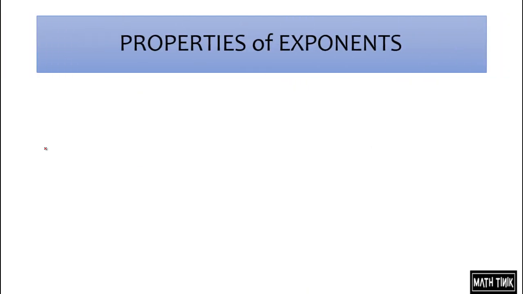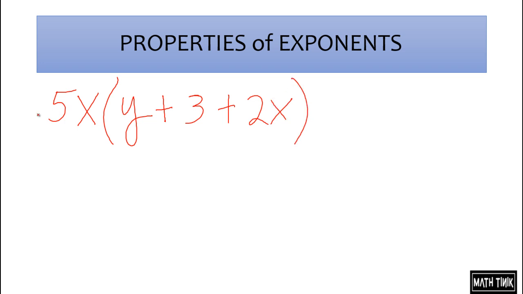Okay, we have here another example. What if I have my term here, 5x, and I will multiply it by y plus 3 plus 2x. So, you have here your first term, 5x. You will multiply it to these terms. You have here 3 terms. It's very simple. What you have to do is just distribute 5x to each term inside your parenthesis.